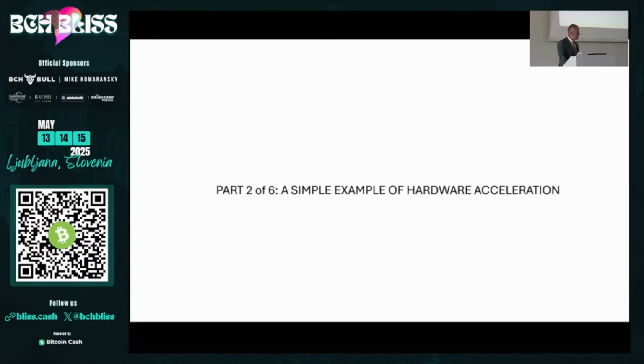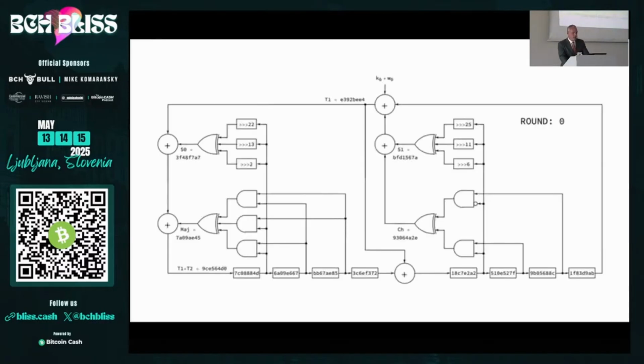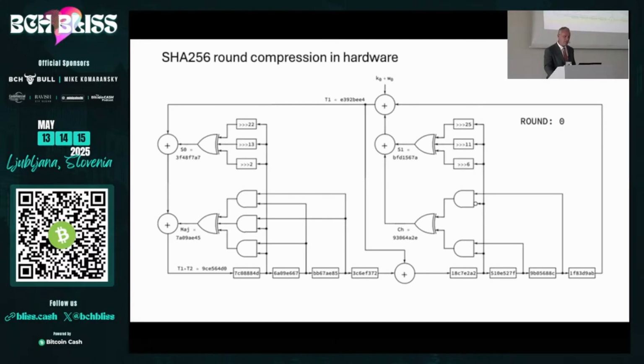So part 2 of 6, a simple example of hardware acceleration. So this is a very famous circuit that's probably been replicated more times than any other circuit in the known universe. It is SHA-256. In particular, the part of SHA-256 that is doing the 64 rounds of compression.